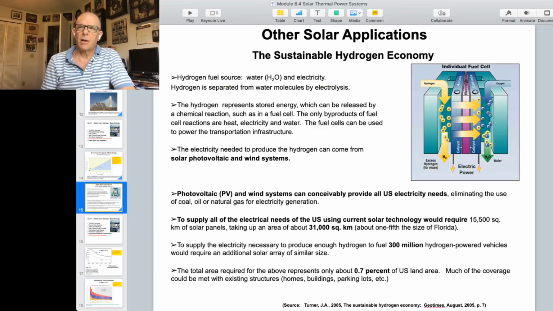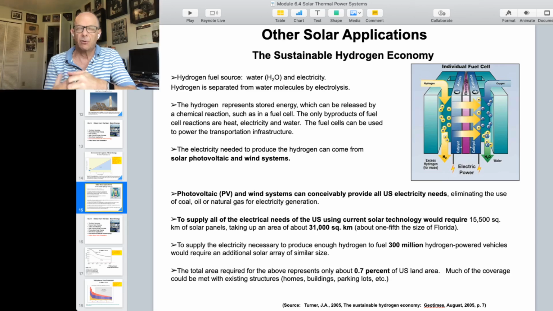There are other factors that we have to think about with solar power in terms of storage. You may have heard about hydrogen as a fuel source and fuel cells. A fuel cell uses hydrogen. The problem with hydrogen as a fuel source is that we can't just go get hydrogen. We have to use energy to make it. And in that sense, hydrogen is really like a battery. It's a way to store energy.